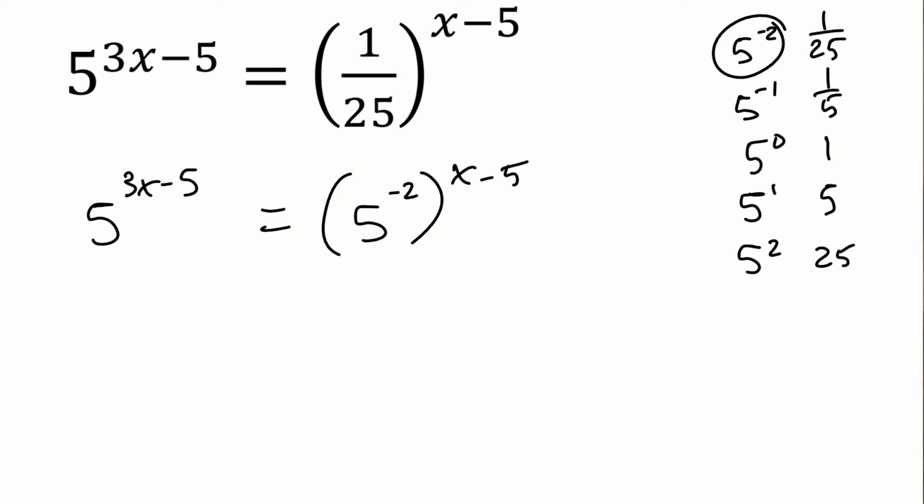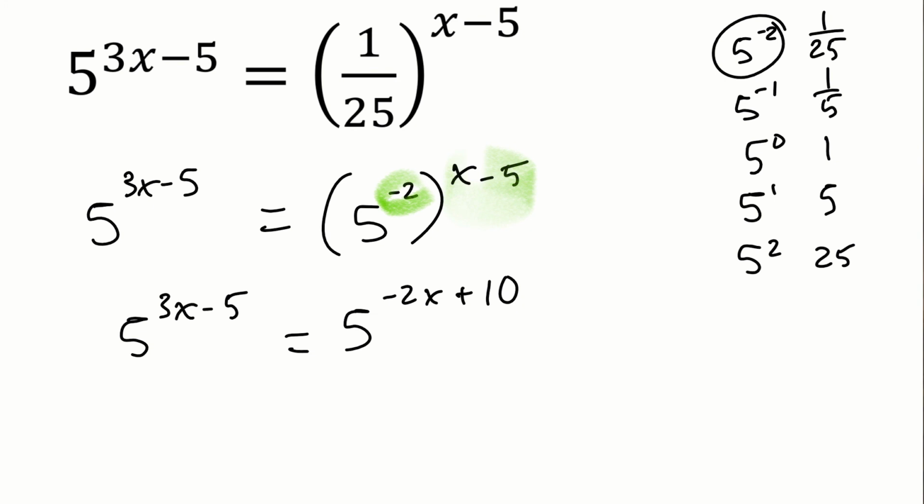Okay, so I have this power to a power, right? You can see I have 5 raised to the negative second, and I'm going to raise that to the x minus 5 power. So I have to remember that I am multiplying there, and I have to hit both of those terms, the x and the negative 5, with that 2. So I might write this one more time. 5 to the 3x minus 5 equals 5 to the negative 2x plus 10 power. There we go. Negative 2x plus 10.